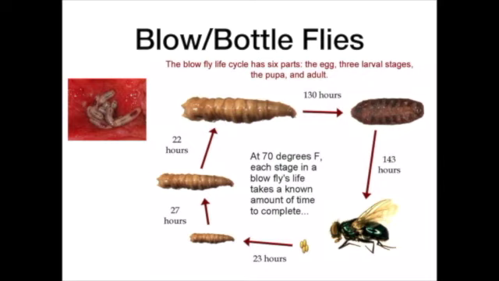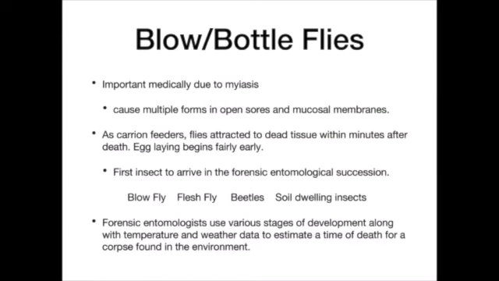So this life cycle is very well studied and used by forensic scientists to predict a time of death or time of deposit of a body if it's outside. Now, this is all assuming a constant temperature, right? So this is all at 70 degrees. And at 70 degrees, these numbers are accurate. So these bottleflies are really important because, of course, they cause myiasis, and they can cause lots of different open sores. They also can feed on mucosal membranes.